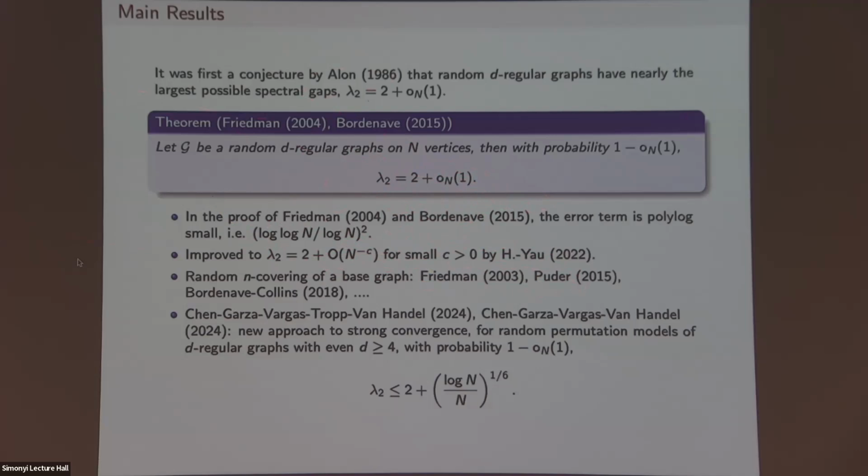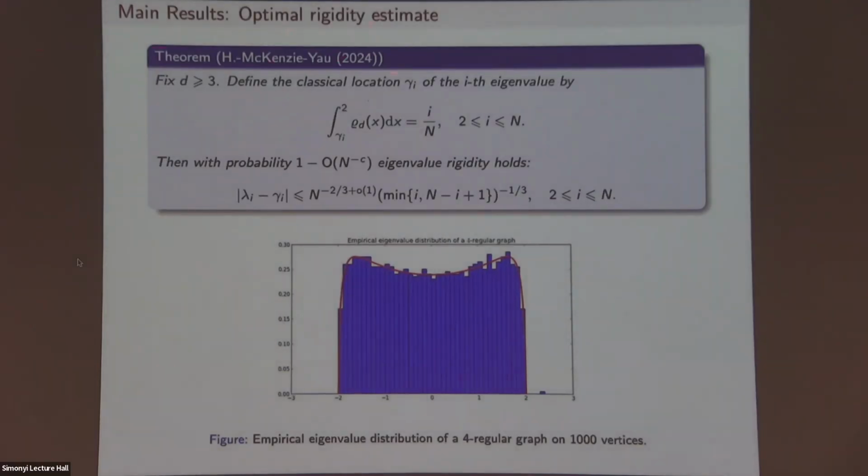Another model for random regular graphs is to think of them as a random covering of some base graph. The base graph is two vertices with d edges between them. In general, you can study random coverings of any base graph and look at their extreme eigenvalues. There is a lot of research in this line, which I will not elaborate on. And last year, Chen, Garza-Vargas, Tropp, and van Handel developed a very nice new approach to prove strong convergence of random matrices. Their approach works for many matrix models; specialized to random regular graphs, it gives a polynomial concentration of the second largest eigenvalue, bounded by 2 plus 1 over n to the 1/6. And our first main result is about the concentration of the eigenvalues for random regular graphs.